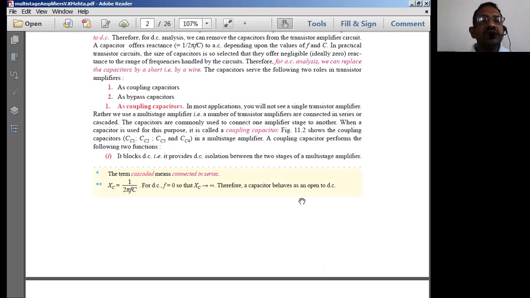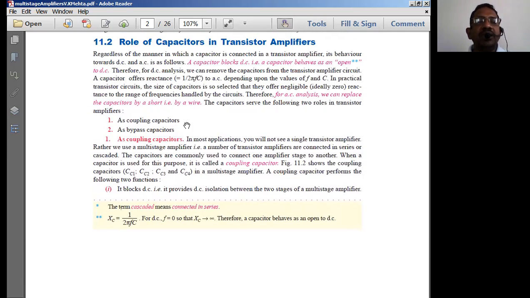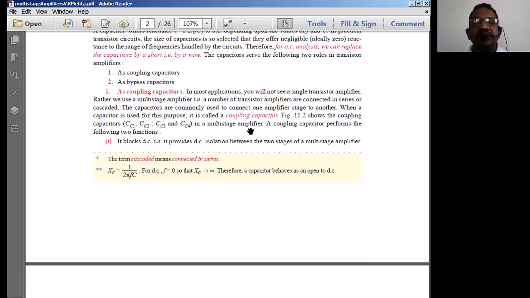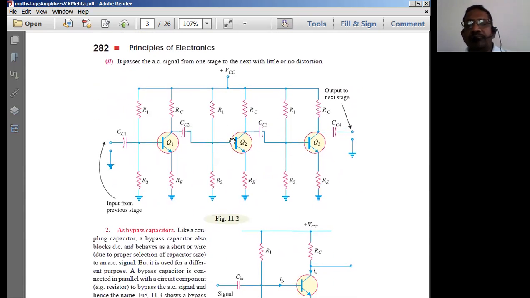So in these multi-stage amplifier circuits, we normally use various types of capacitors, called coupling capacitors and bypass capacitors. Coupling capacitors, as we discussed, can be used to couple the AC signal from the output of one circuit to the input of another circuit. Therefore, they are called coupling capacitors.